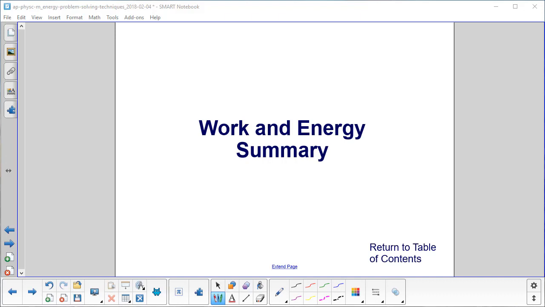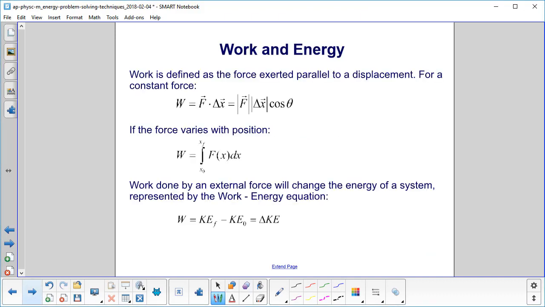Work and energy summary. Work is defined as the force exerted parallel to a displacement.